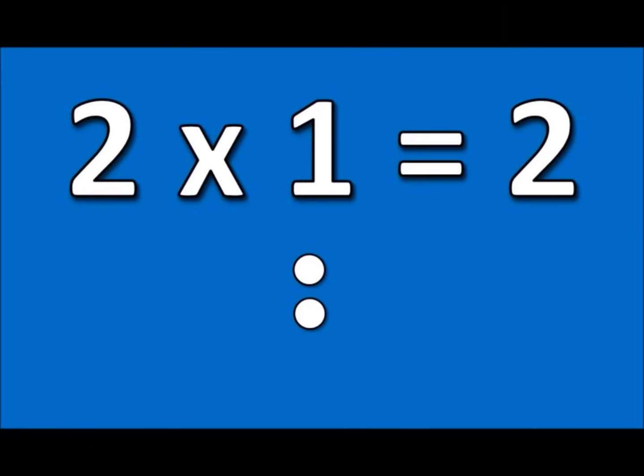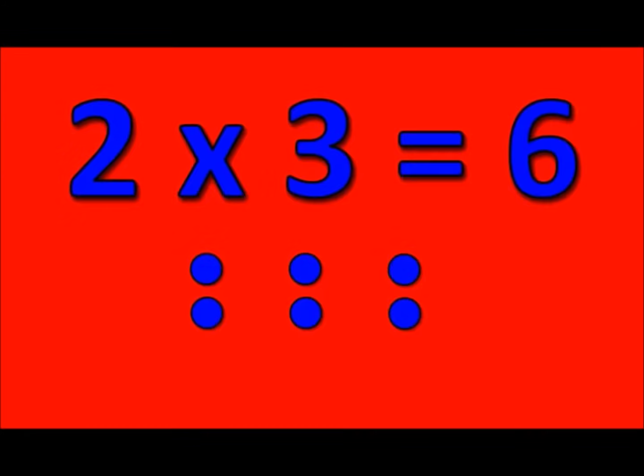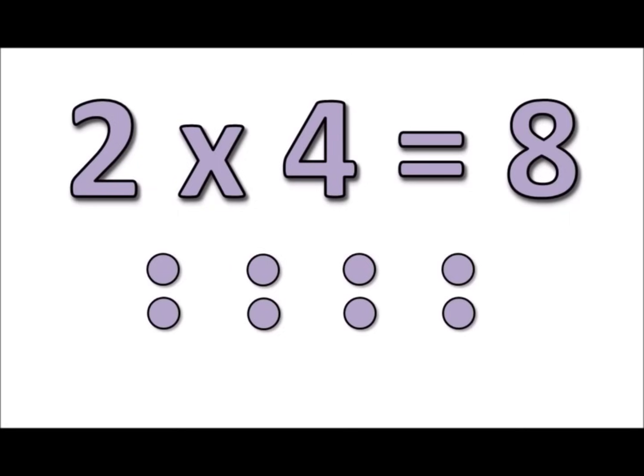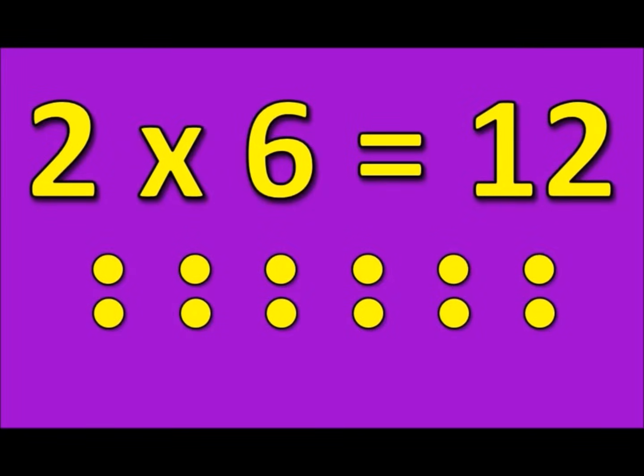Let's go! 2 times 1 is 2. 2 times 2 is 4. 2 times 3 is 6. 2 times 4 is 8. 2 times 5 is 10. 2 times 6 is 12.